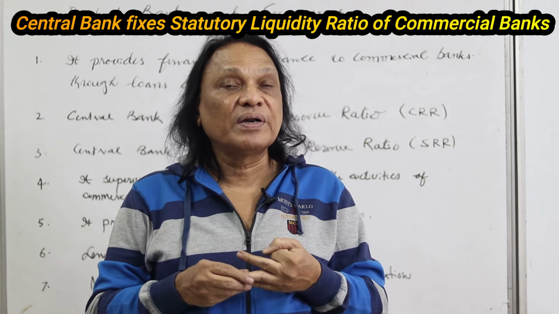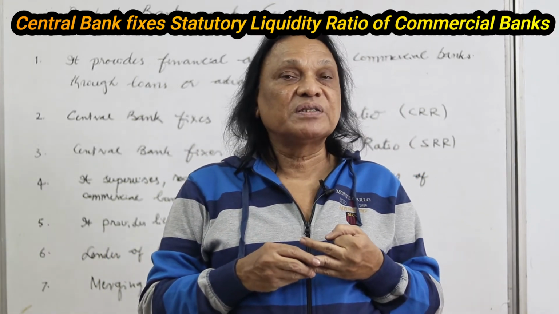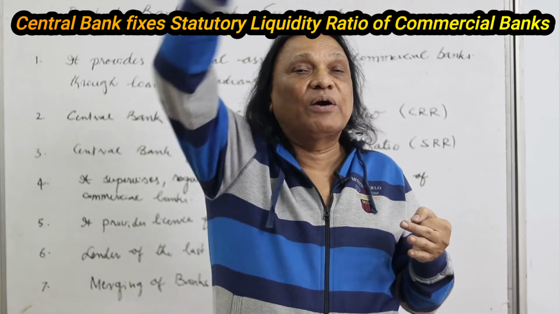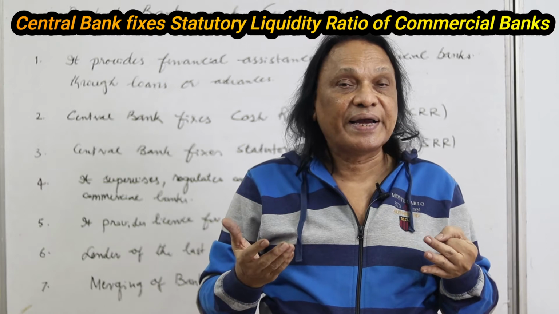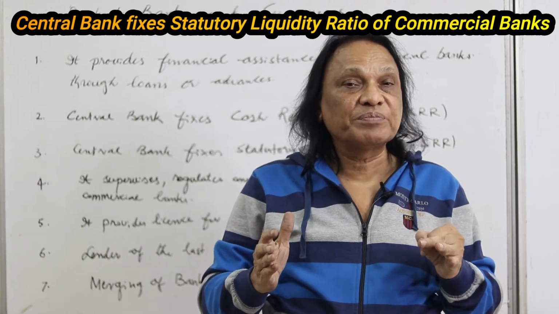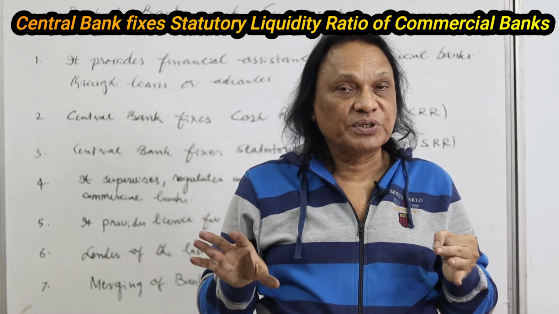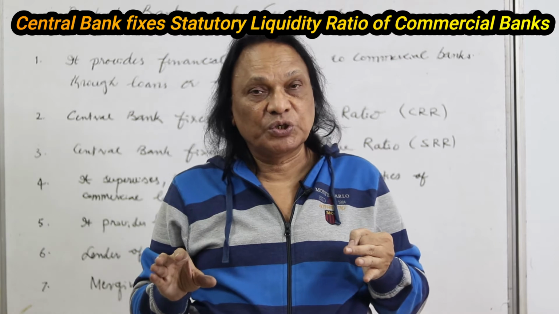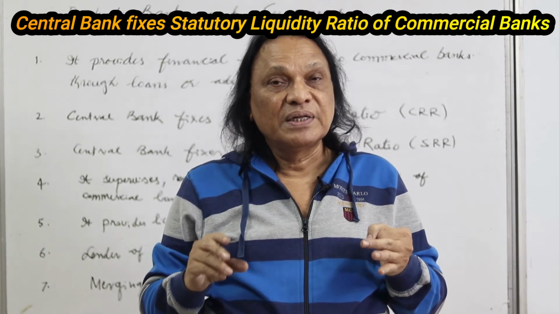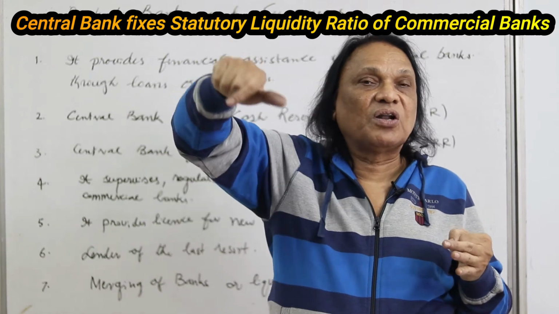What is SLR? The central bank fixes not only the CRR, which is the percentage of cash deposits they have to keep in the central bank. Not only that, a percentage of the cash they have to keep with themselves without advancing it as loans to their clients or customers. That is the SLR, statutory liquidity ratio. It means the central bank is fixing the CRR and the central bank is also fixing the SLR.